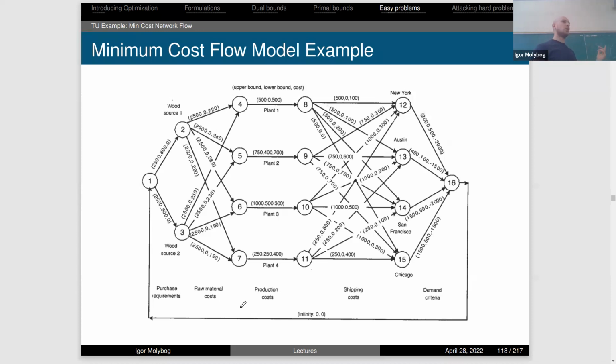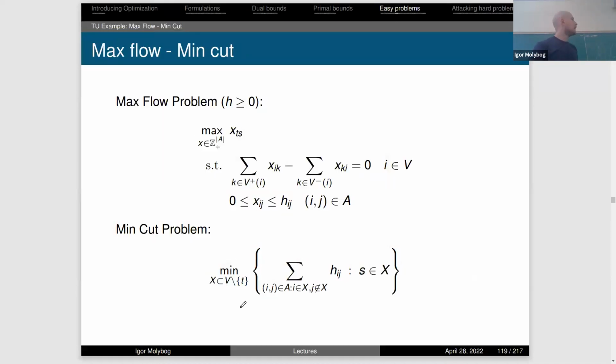Does anyone want me to go over this example once again? Cool.